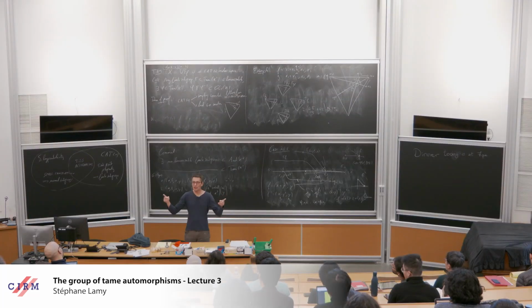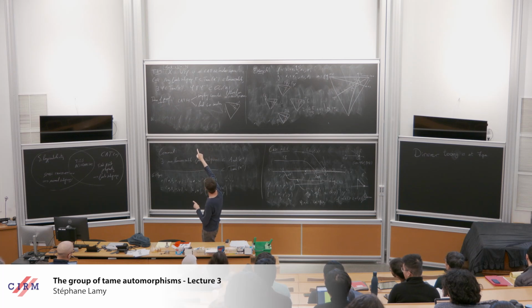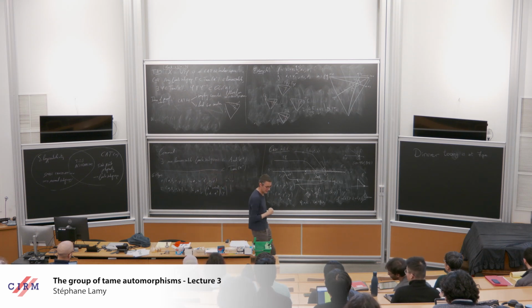I realized I forgot to mention that there is a last preprint: in dimension 3, characteristic 0, the Tame group satisfies the Tits alternative using the CAT(0) property. So we have it in this case.